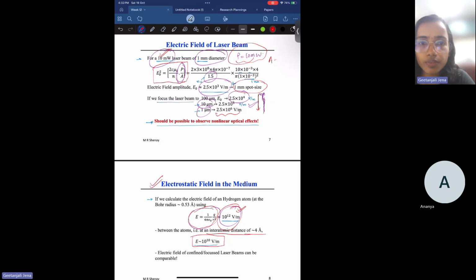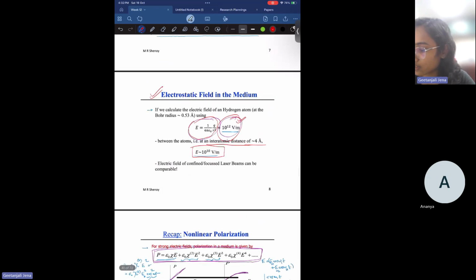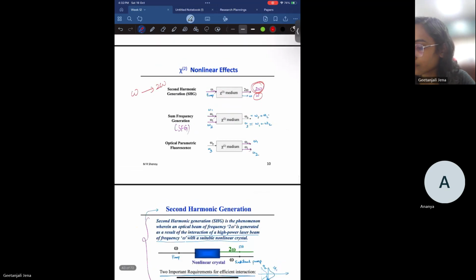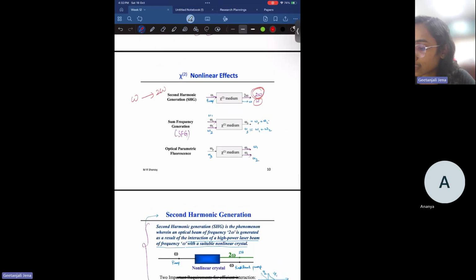Okay. If not, please feel free to write in the chat box. Let me go through the next part. The next thing we have seen is sum frequency generation. That is, when you pump the system using omega 1 and omega 2, we will see a response which is the sum of these two frequencies, that is omega 1 plus omega 2.